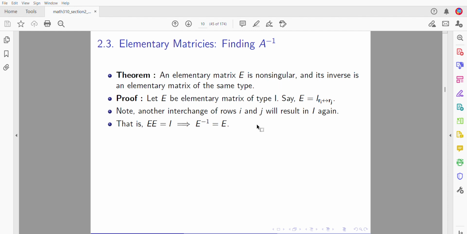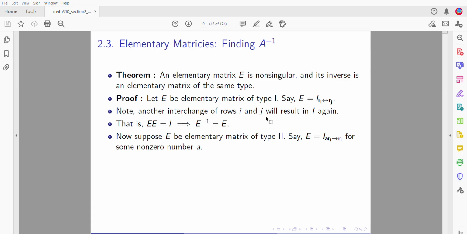This was type 1. Now suppose E is an elementary matrix of type 2. What does that mean? E is obtained from identity matrix by multiplying the ith row by some non-zero number a. Because a is non-zero, I can also divide by a. So whatever result you get, on the same row, divide by a. You get back identity. You see? So the inverse of this is the same type, type 2, multiplication of a row by a non-zero element.